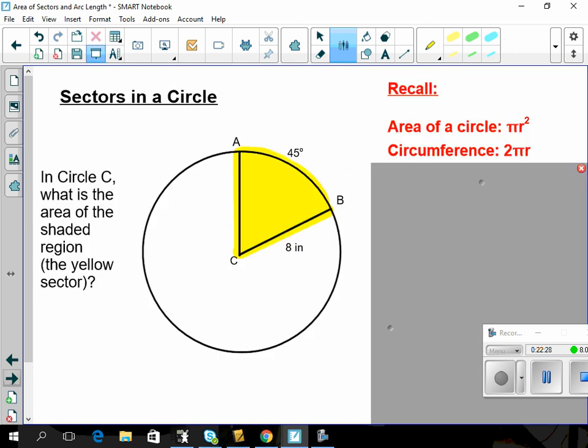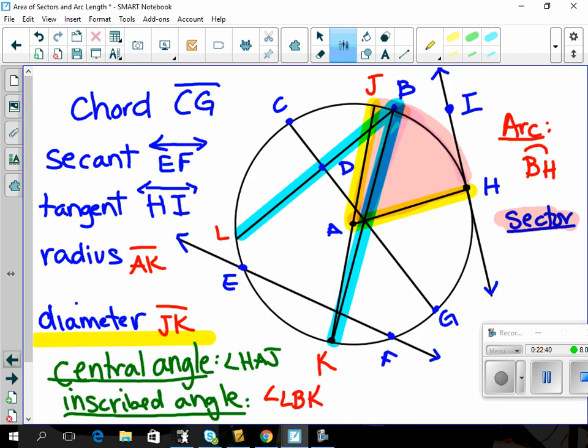Okay? Sectors in a circle. Example 1. You need to write this down. This is part of our notes. So the vocabulary that you have, again, we will have a vocabulary quiz later on in the week. I can imagine that it's going to look much like this, where I'm going to have a picture and you're going to have to name things.